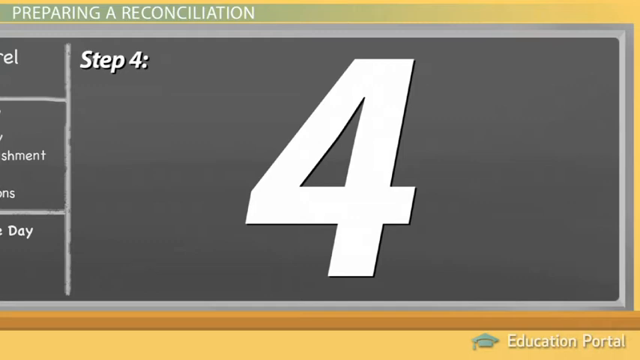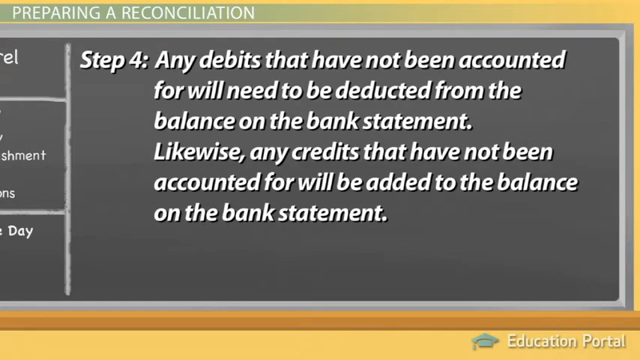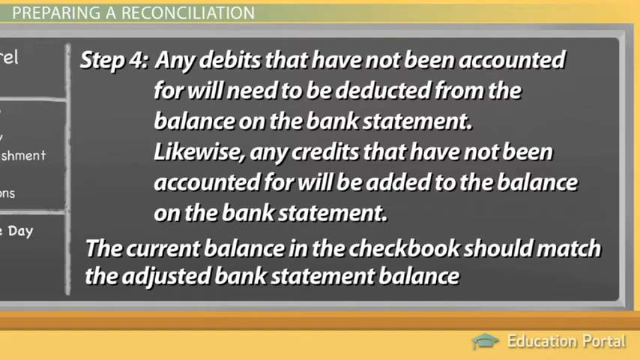Step 4. Now that you have all the outstanding debits and outstanding credits together, it's time to do the math. Any debits that haven't been accounted for will need to be deducted from the balance on the bank statement. Likewise, any credits that haven't been accounted for will be added to the balance on the bank statement. In a perfect world, once this step is complete, the current balance in the checkbook would match the adjusted bank statement balance.